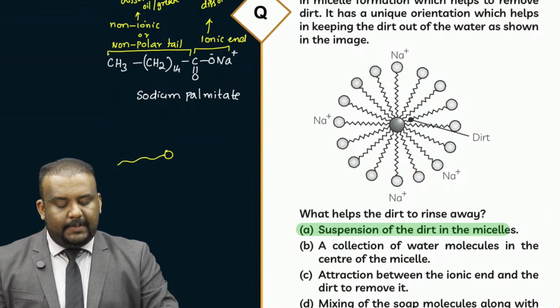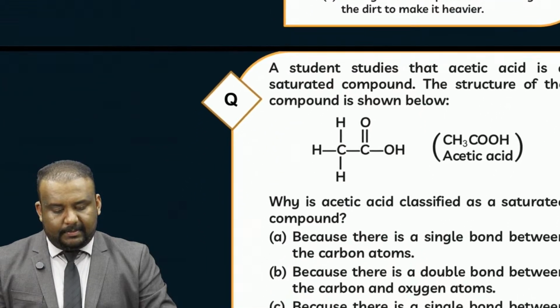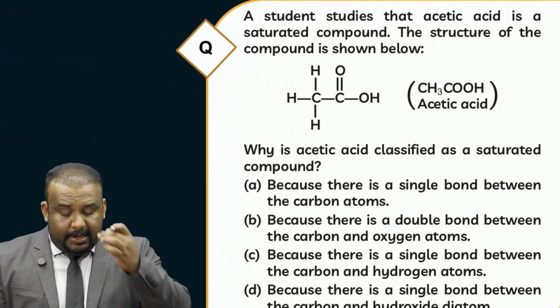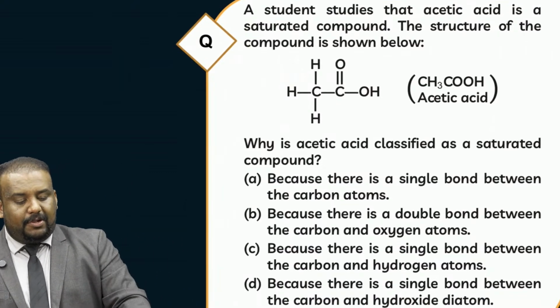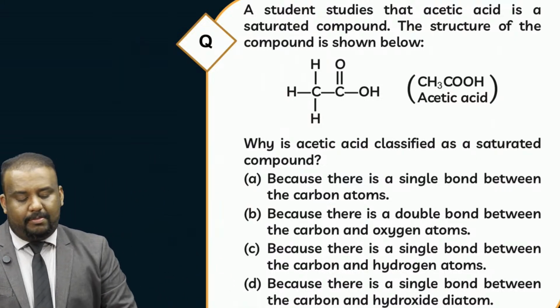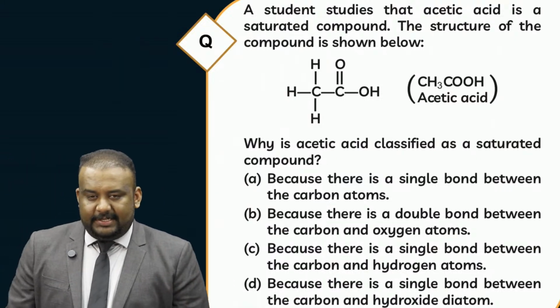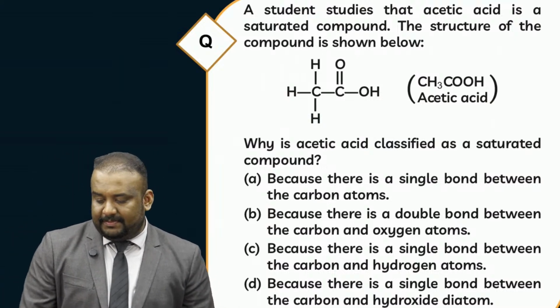So A will be the right choice. A student studies that acetic acid is a saturated compound. The structure of the compound is shown below. Why is acetic acid classified as a saturated compound? Come on, who can answer? I already told you about what is saturated, what is unsaturated.